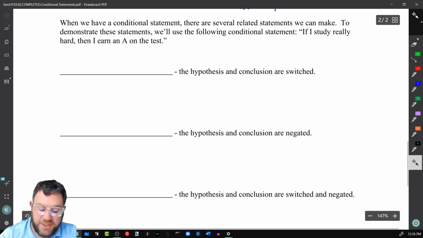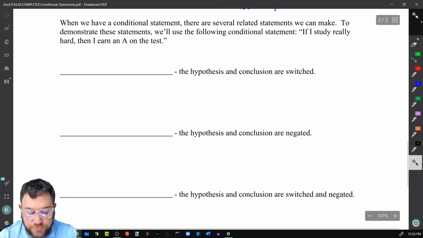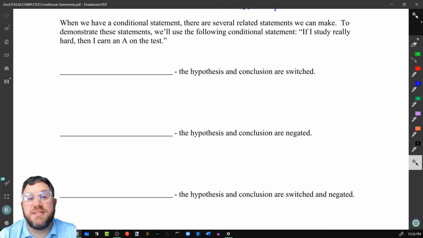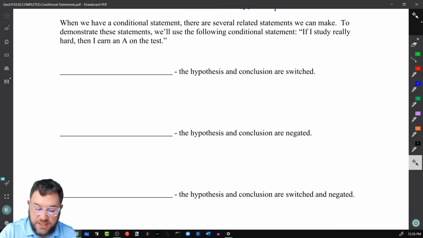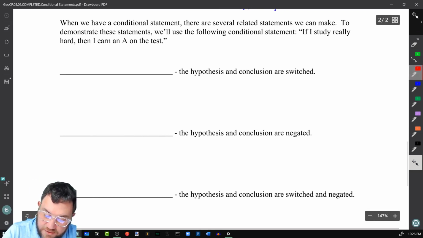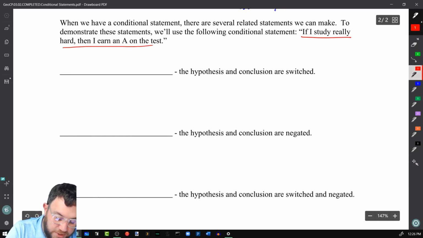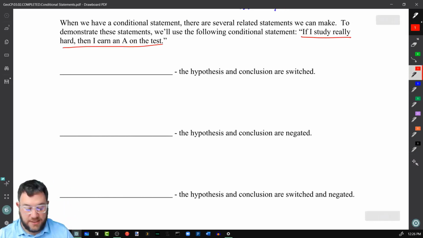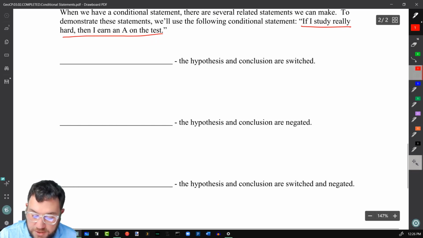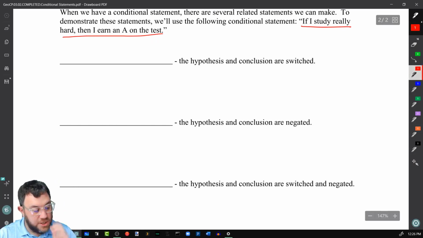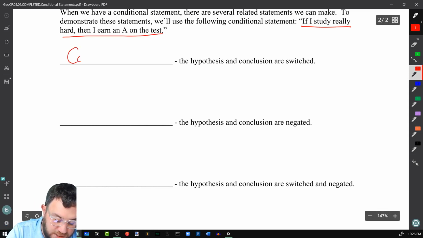Now, when we're dealing with our if-then statements, there are several related statements that we have. To demonstrate these statements, we'll use the conditional: if I study really hard, then I earn an A on the test. And so we'll rearrange this and do our negations for each one of these to try to give you an example of each. So our first related statement is the converse of a statement.